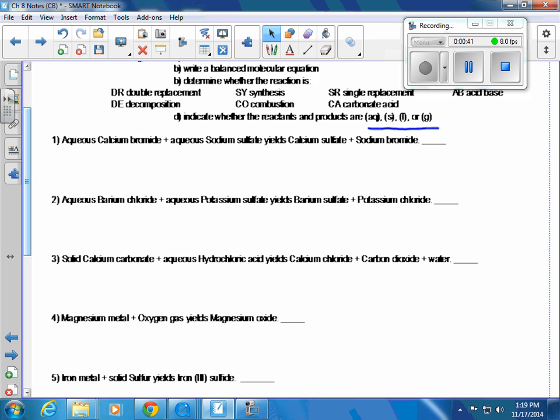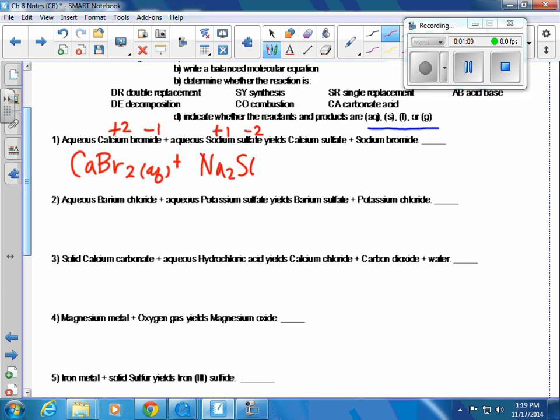Okay, so if we take a look at aqueous calcium bromide. So I'd look up on my gold sheet, calcium is +2, bromide is -1. So I need to crisscross that because calcium is a metal. So calcium bromide, and this is going to be CaBr2, and it says that it is aqueous plus aqueous sodium sulfate. Sodium is +1, sulfate's -2. So this is going to be Na2SO4, and that's going to be aqueous.